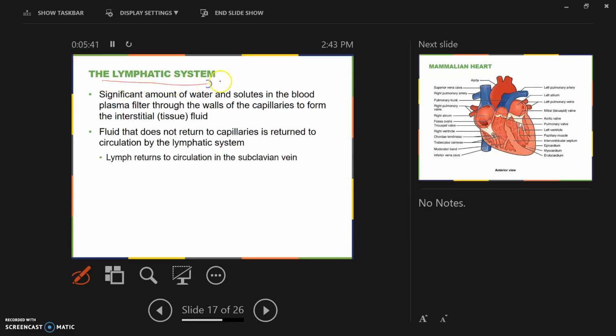The lymphatic system sort of goes along with the circulatory system because it is a system of vessels that contains a fluid. In the lymphatic system, a significant amount of water and solutes in the blood plasma filter through the capillaries to the tissue fluid, the interstitial fluid. So that fluid that does not return to capillaries enters the lymphatic system and is called lymph. Lymph travels through lymphatic vessels and returns to the circulatory system through the subclavian vein.